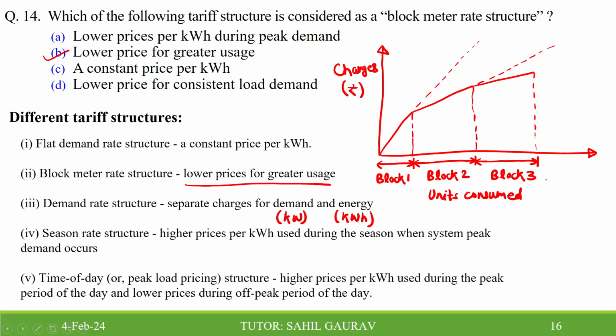There is a fixed charge, that depends upon your house, how big your house is. Depending upon that, you have to take the connection, like 2 kilowatt, 1 kilowatt, 4 kilowatt. So that is the fixed charge.